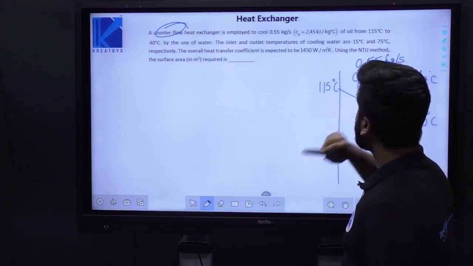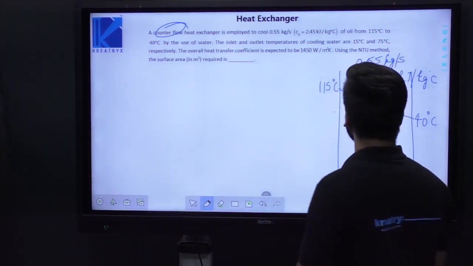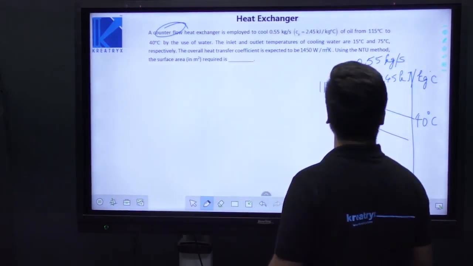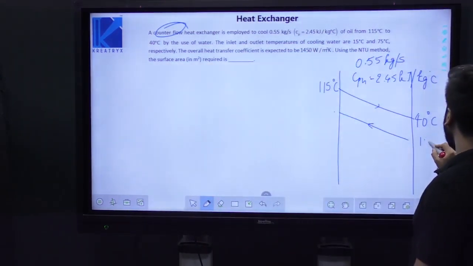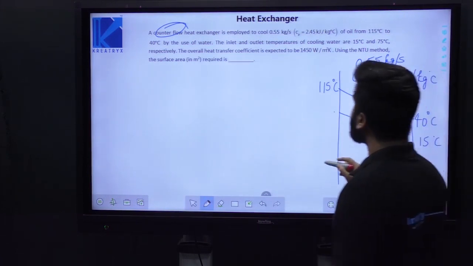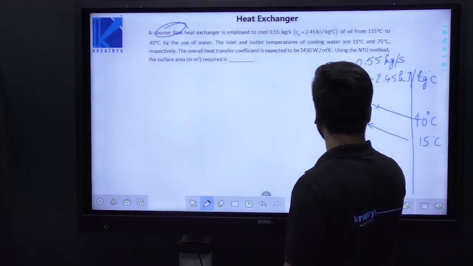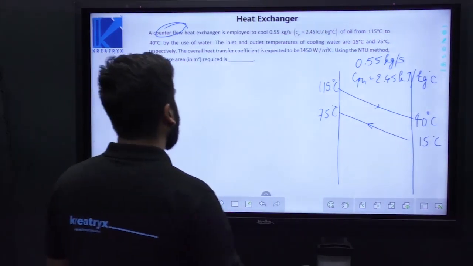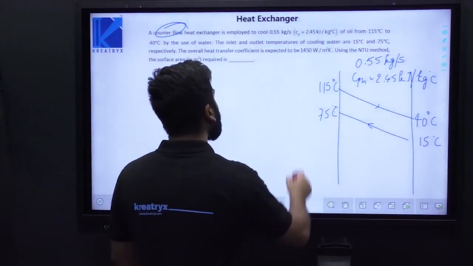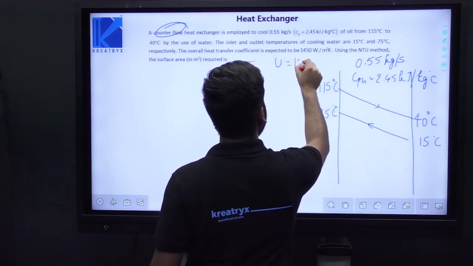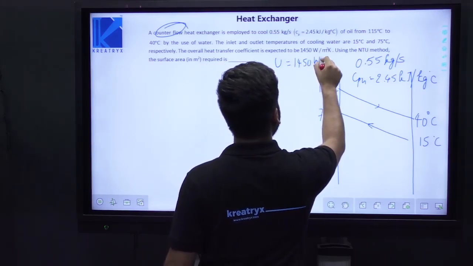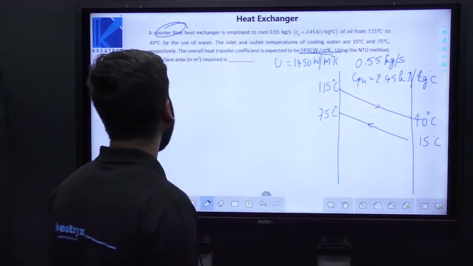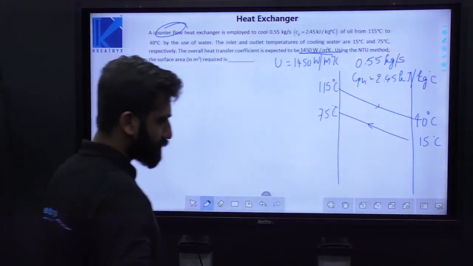Okay, and the inlet and outlet temperatures of the cooling water are also given. The inlet temperature of water is 15 degrees Celsius and the outlet temperature is 75 degrees Celsius respectively. The overall heat transfer coefficient is also given, so U is 1450 watt per meter square Kelvin. Using the NTU method, the surface area required is, okay.